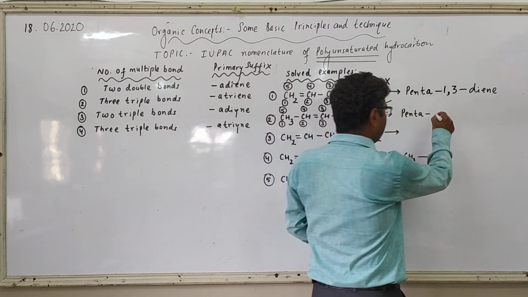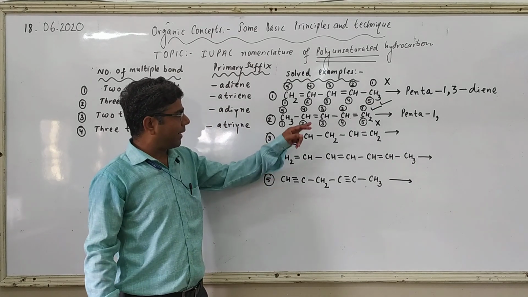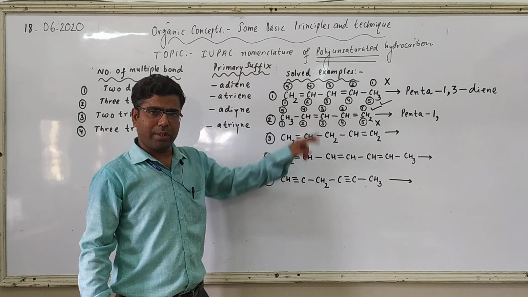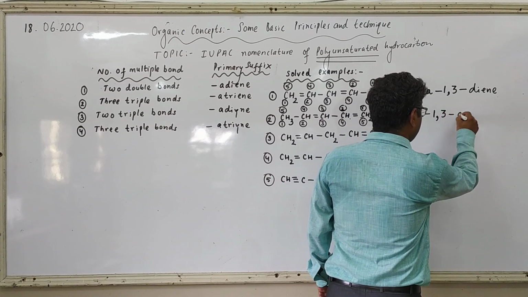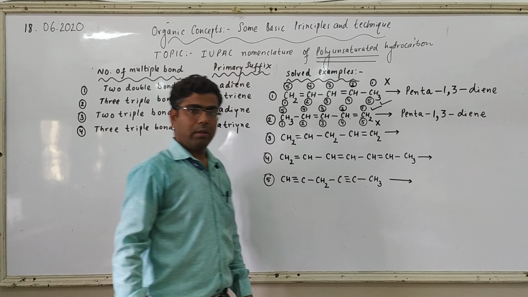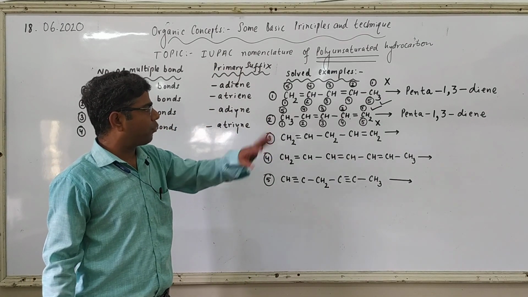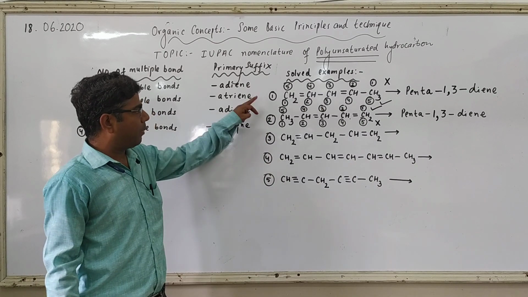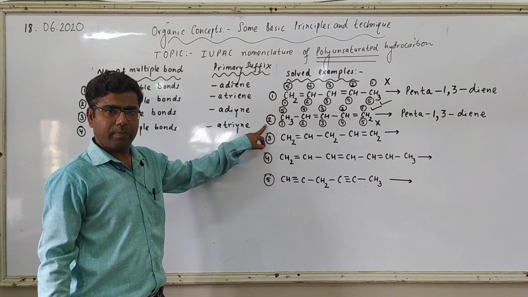Use the lowest number 1, comma. Second double bond between 3 and 4. Use the lowest number 3. That is 3, and it is diene. So IUPAC nomenclature: penta-1,3-diene. So example number 1 and example number 2 are same.